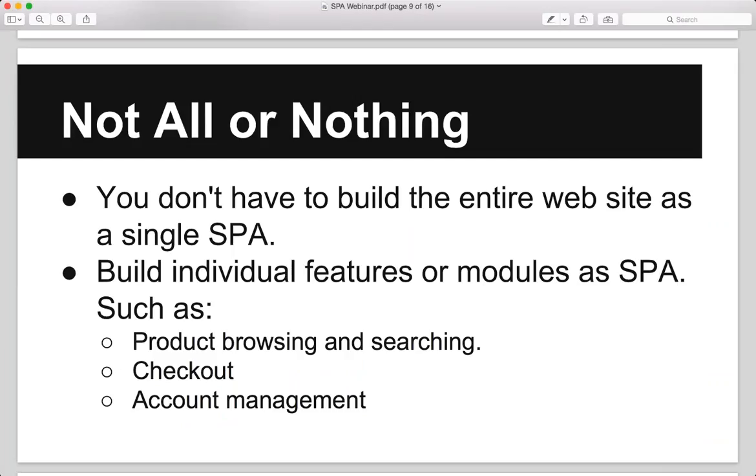So you can implement individual features or modules using an SPA. For example, your product browsing and searching could be an SPA. Where I'm scrolling through the products, I'm searching for it, I'm filtering by price and category and things like that. You can make that an SPA so that the product browsing becomes super efficient and fast. After that, when checkout begins, we get into another SPA, which is capturing the user's shipping address, billing information, and so on. So that can be another SPA. Okay, so they don't have to be built as a single piece. It's perfectly okay to break them up and create them separately.